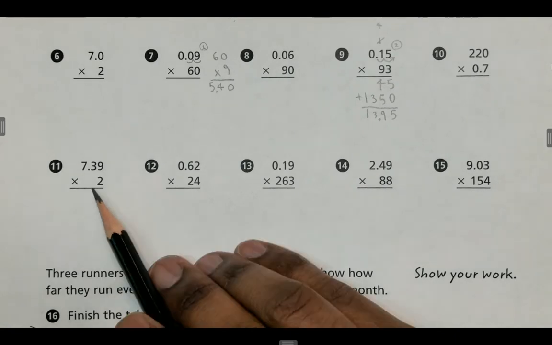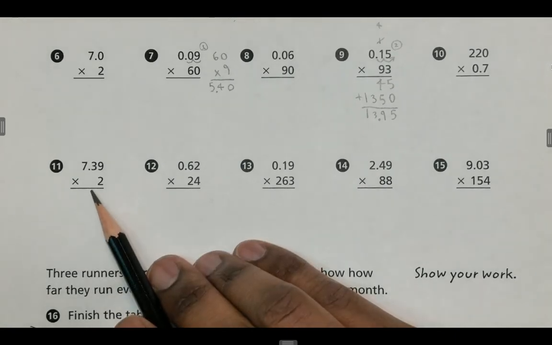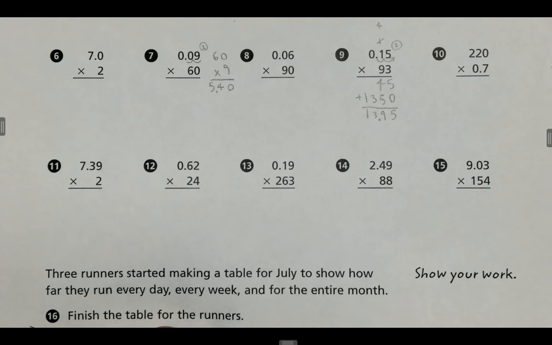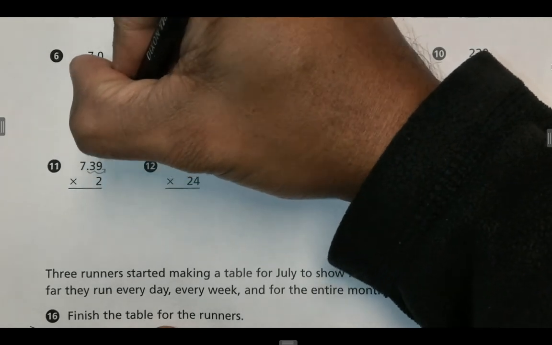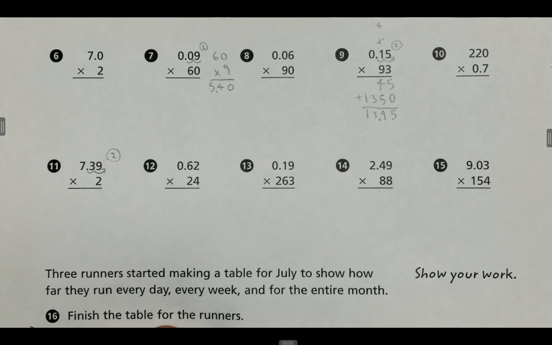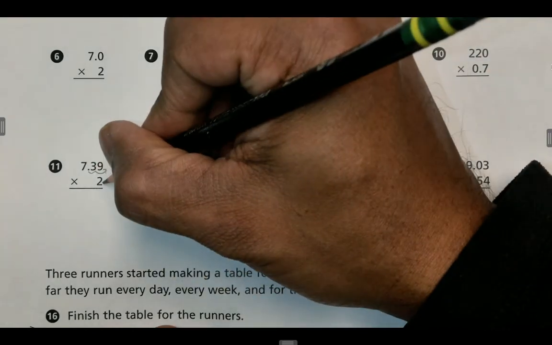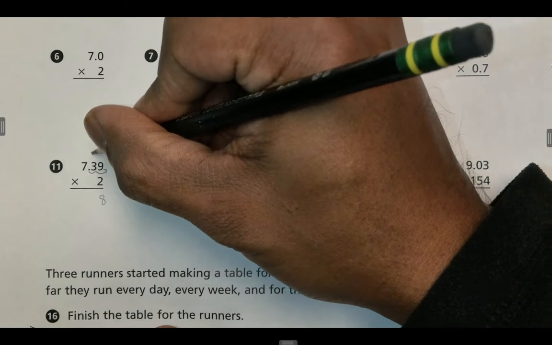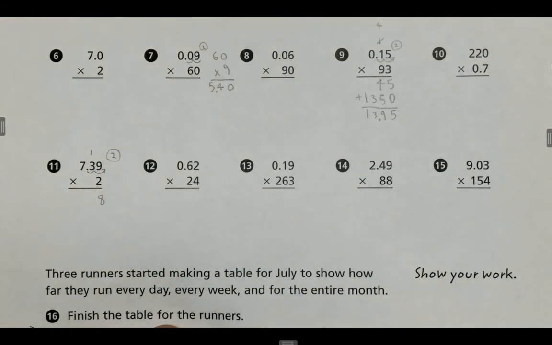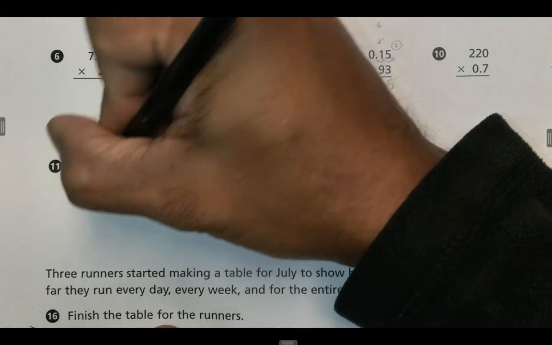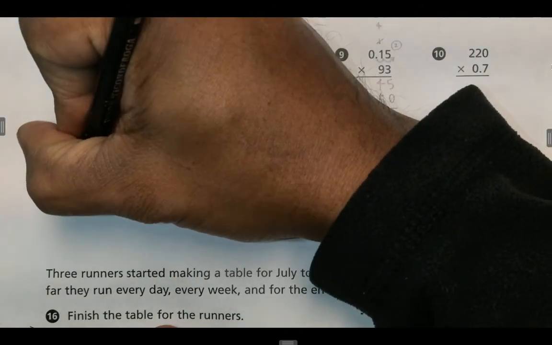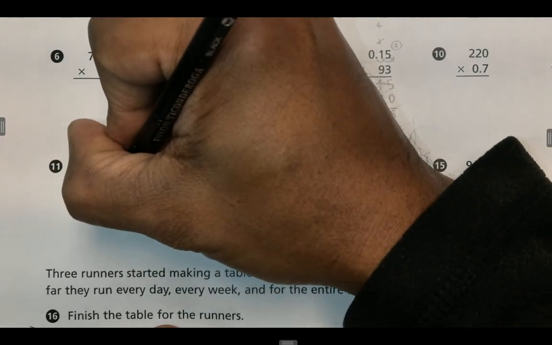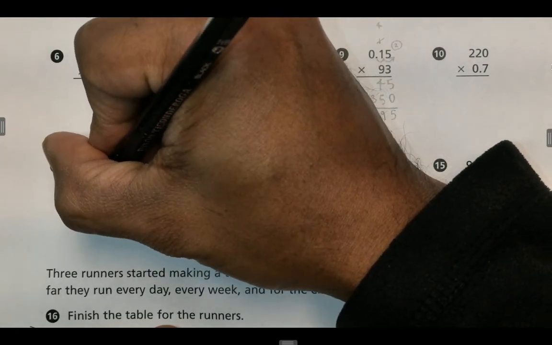Number 11, 7 and 39/100 multiplied by 2. How many places do we have to push the decimal point out to clear it? 2 places. Whoop, whoop. Solve this as if it's 739 multiplied by 2. 2 times 9 is 18. 8 comes down, 1 gets carried. 2 times 3 is 6, plus the 1 is 7. 2 times 7 is 14. Come in 2 places. Pew, pew.